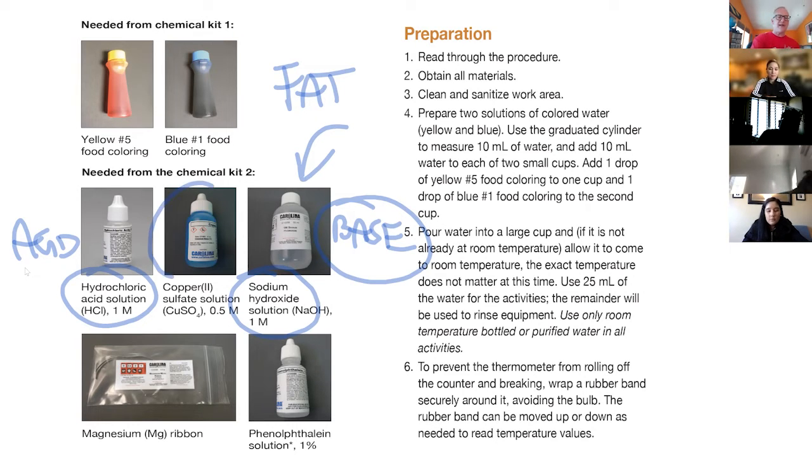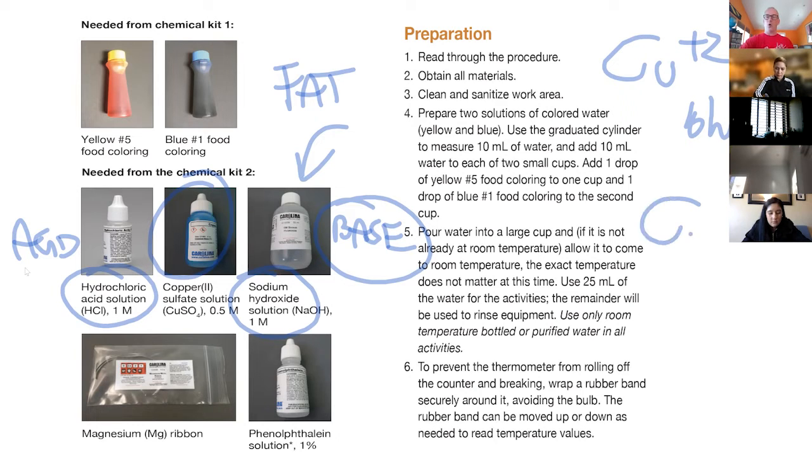And copper sulfate isn't terribly dangerous, but it will stain your skin. Copper 2 has a very strong blue color. So when we have copper 2 ions, they're blue. And copper 1 ions are generally green.